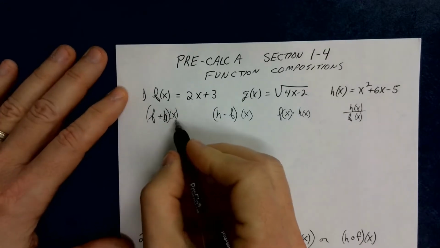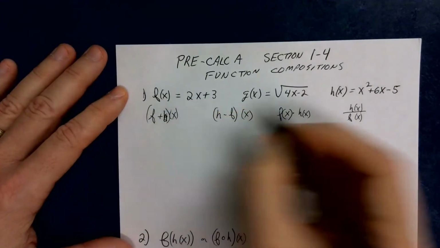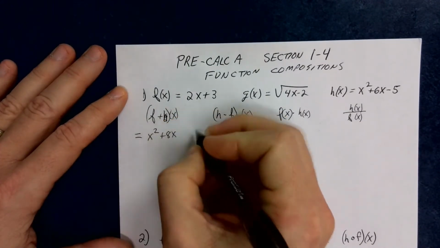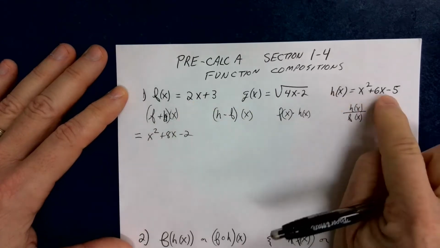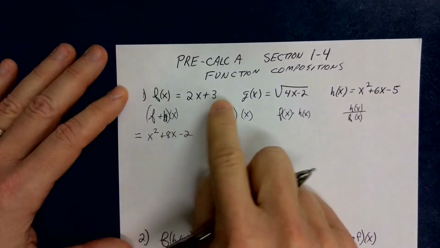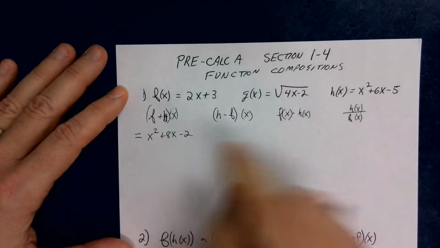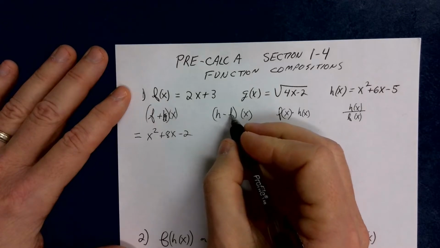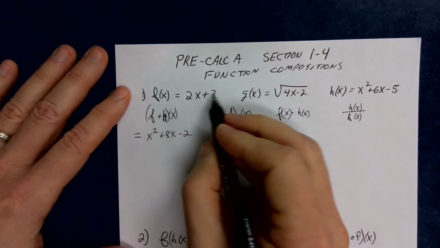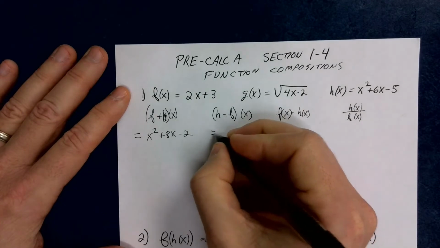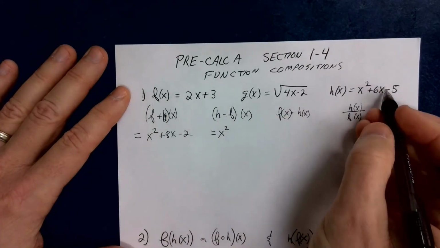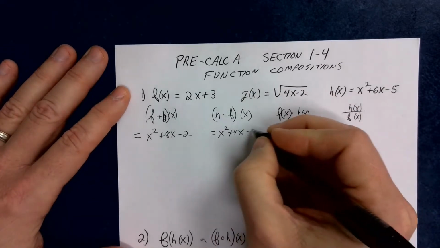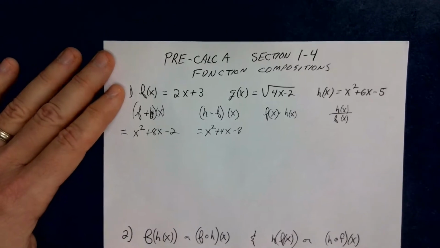So here we go. F plus h of x just means we're going to add those two functions together, so that would equal x squared plus 8x minus 2, because I put the 2x and the 6x together to get 8x, and the 3 and the negative 5 together to get negative 2. H minus f of x, well, if I'm subtracting the f function, that means that's got to be a negative 2x and a negative 3. So that would equal x squared, and then positive 6x minus 2x is positive 4x, and then negative 5 minus 3 is negative 8. So that would be a subtraction of those two functions.